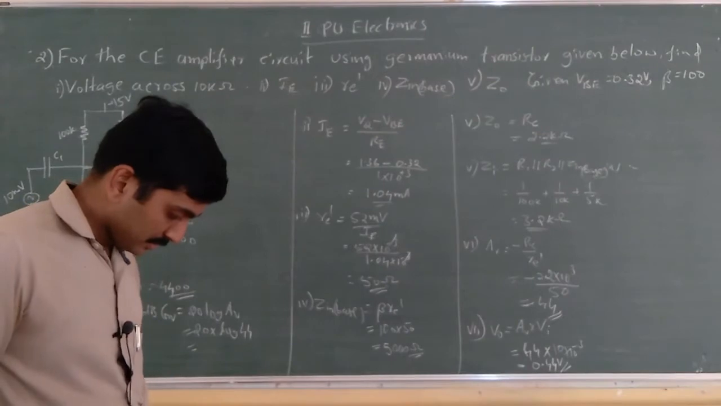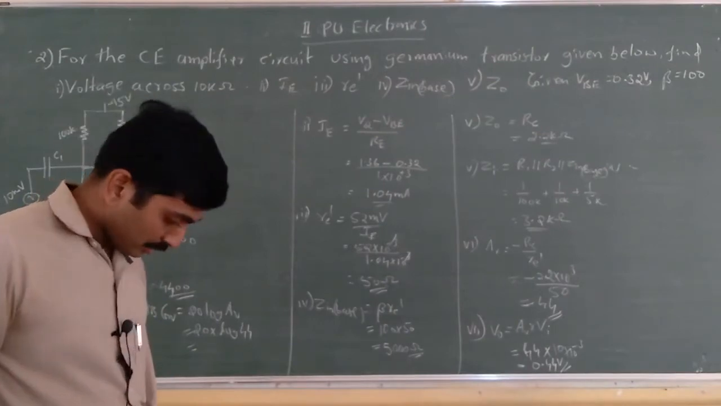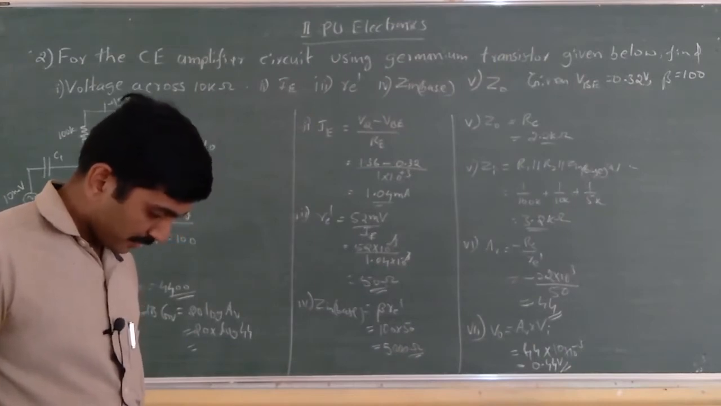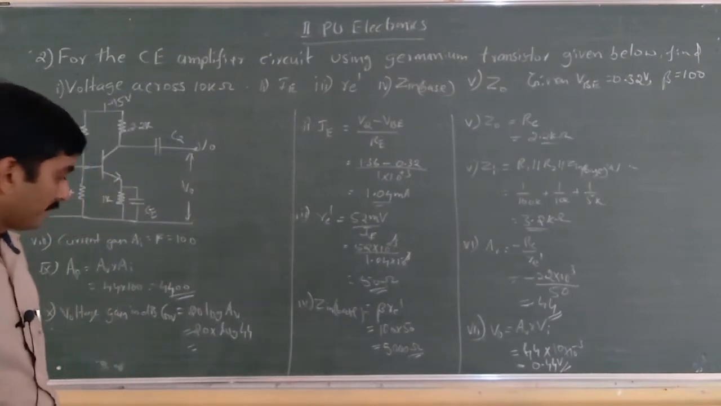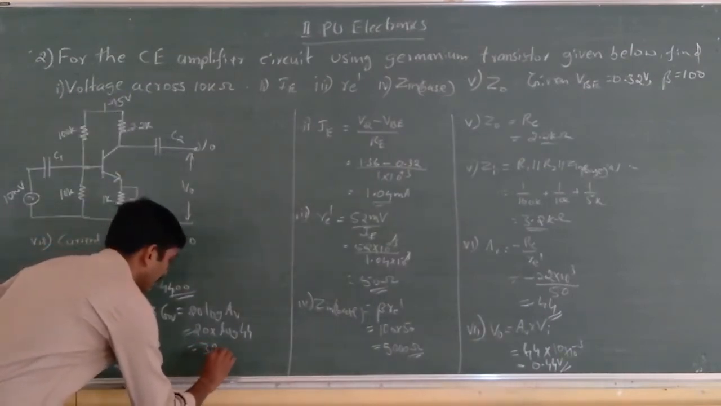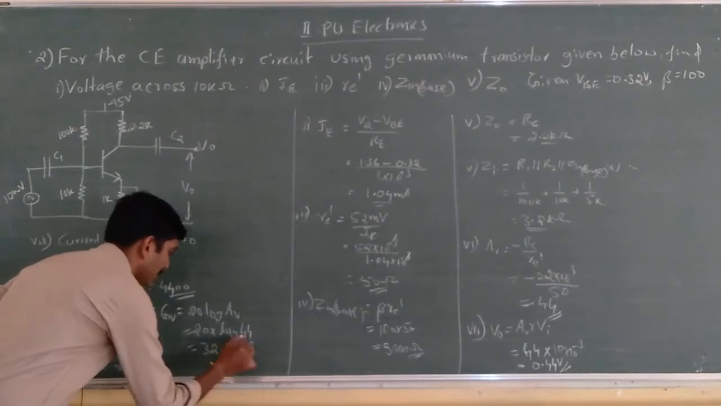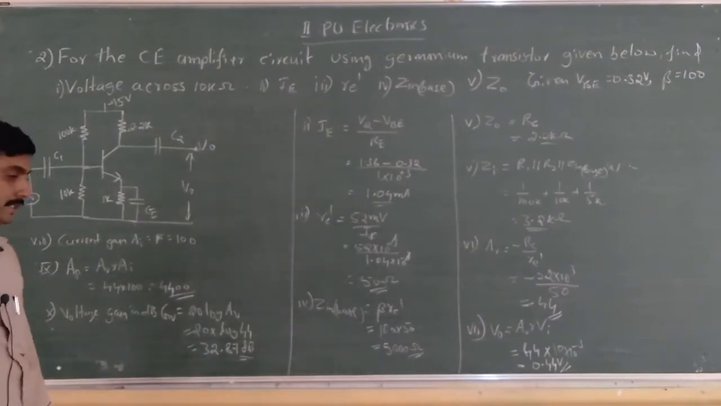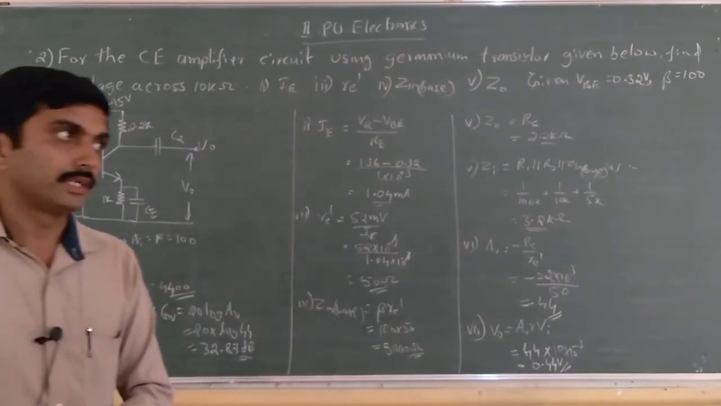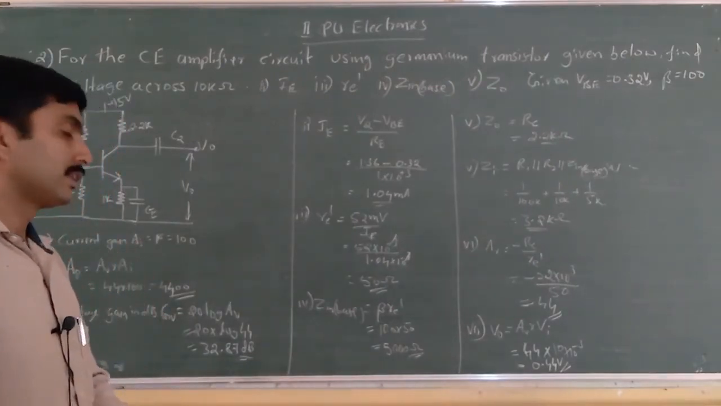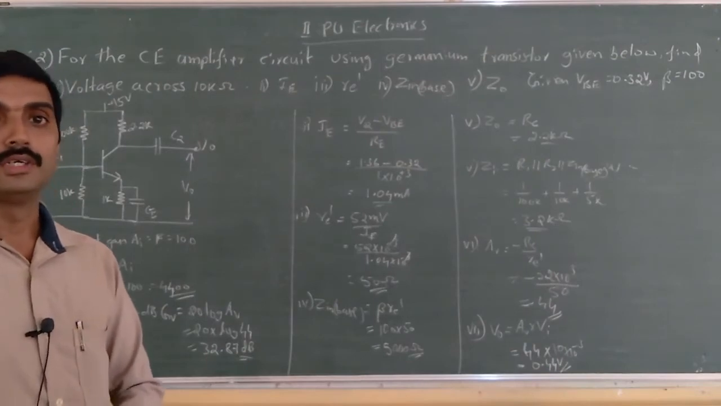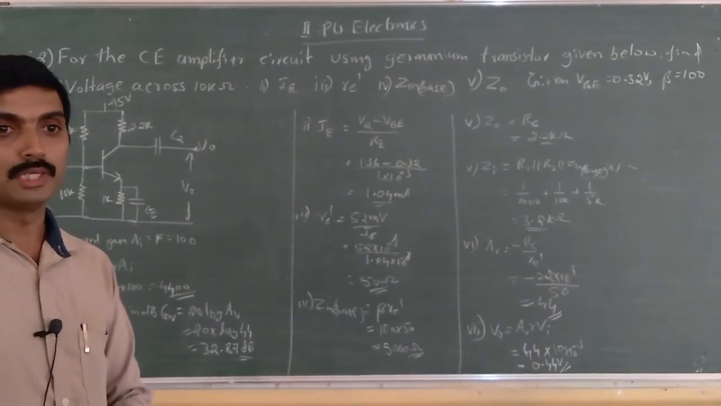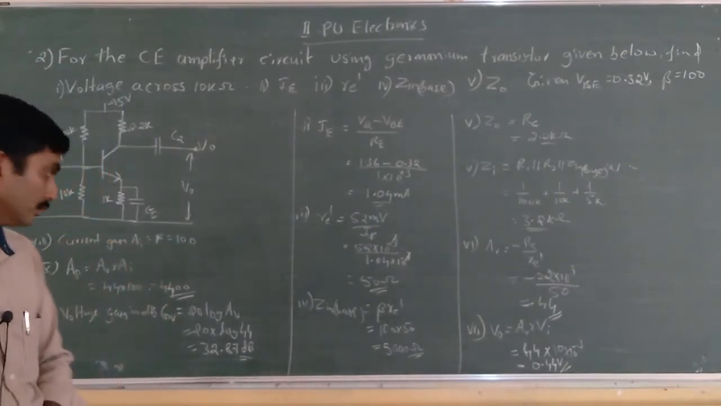So 20 into log 44. Log 44, so that is 32.87, 32.87 dB. Okay, log 44, it is 1 point something into 20, maybe 32.86. See, while taking the decibel scale, while looking at the logarithm scale, you have to take the common logarithm. That is not the natural logarithm, log e. Log base 10 you have to use.